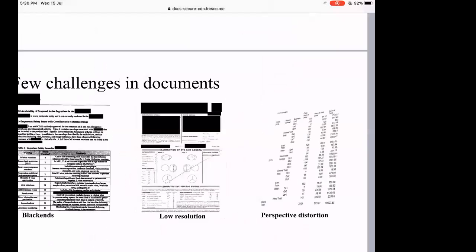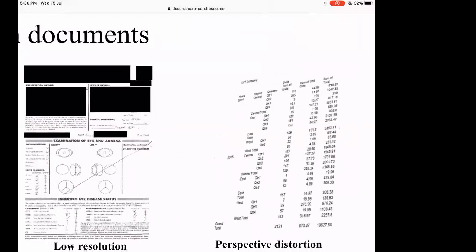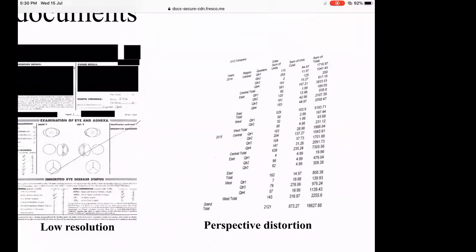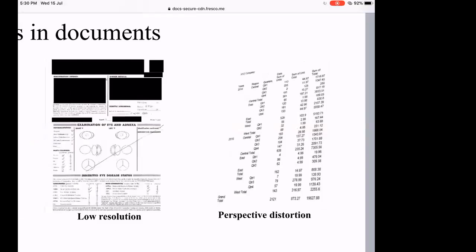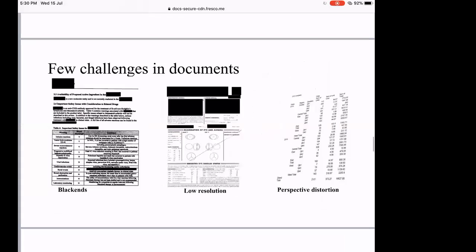And the third one is perspective distortion. If you see, there's a perspective distortion, and you have some kind of slant. But my text processing software is not trained to handle these perspective distorted images. So before giving it to my text processing software, I should correct for this perspective distortion first. Then only I'll be able to give it to the text processing software.